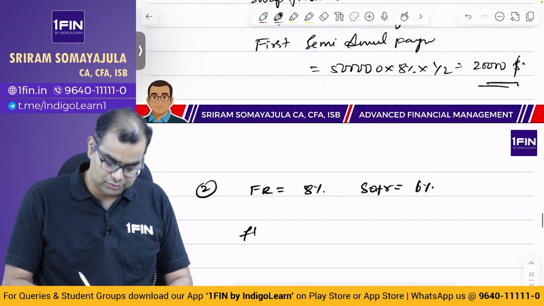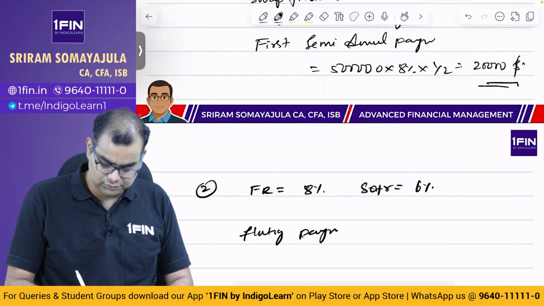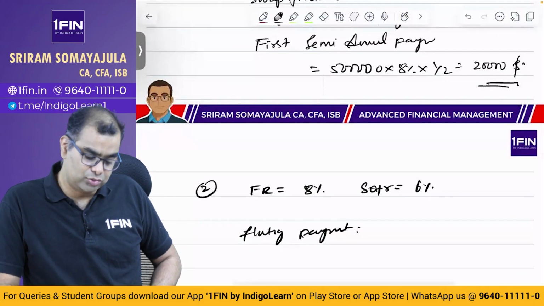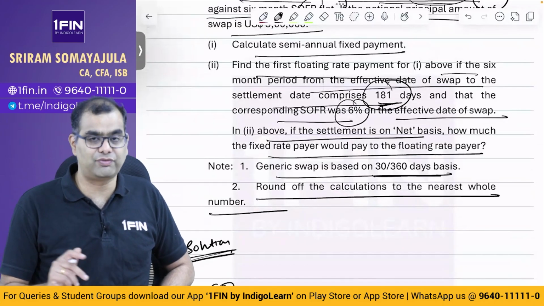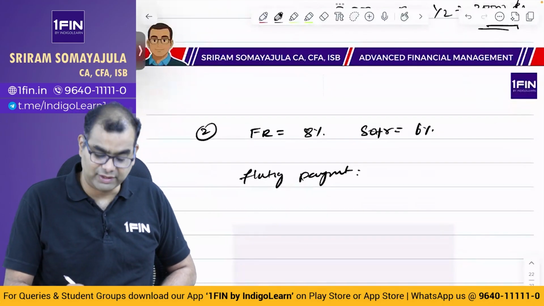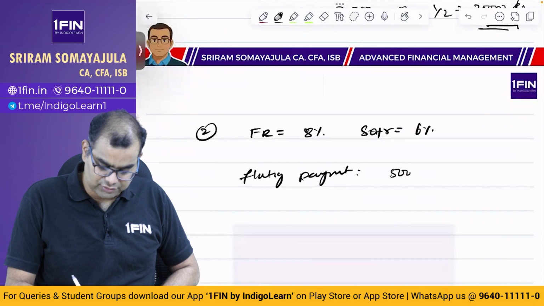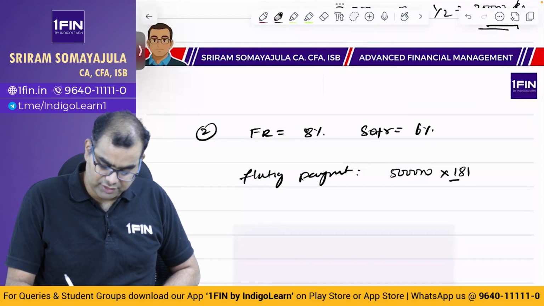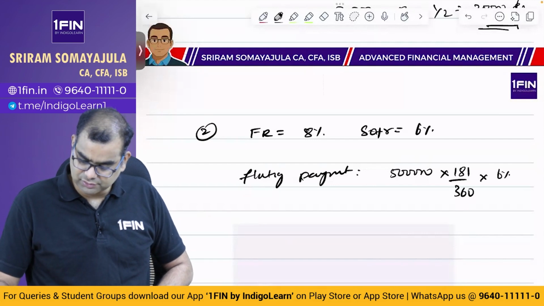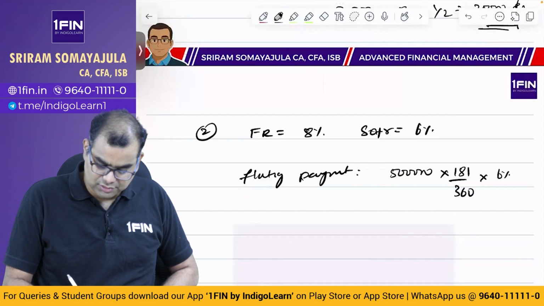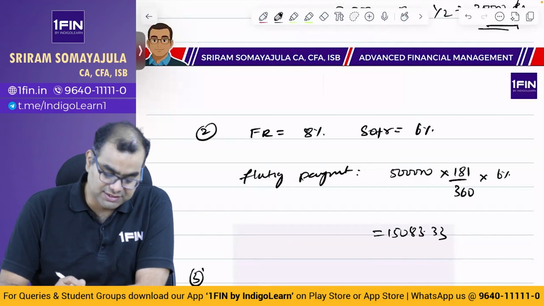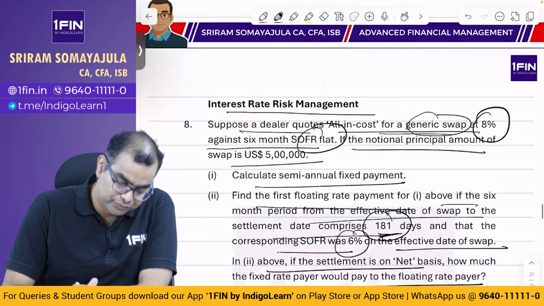So floating payment is equal to, see here, for the floating payment, will you again do 30 by 360 or will you do 181 days? They have said 181 days. Will you follow this 181 days logic or the 30 by 360 logic? You will follow the 181 day logic, which is 500,000 into 181 by 360 into 6%. That is 15,083.33.